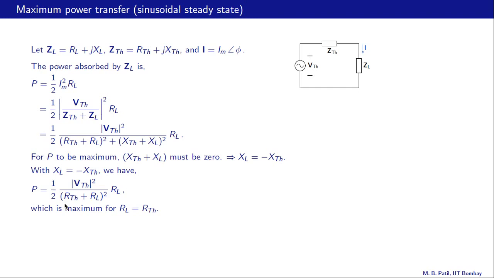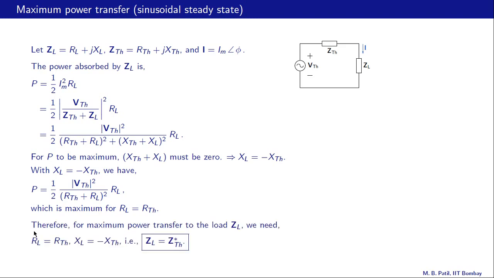How do we do it? We differentiate P with respect to RL and we equate dP/dRL to 0, and then find that P is going to be maximum when RL is equal to RTH. So we have two conditions. One, the imaginary part of ZL, that is XL, must be equal to negative of the imaginary part of ZTH, that is XTH, and the real part of ZL must be equal to the real part of ZTH.